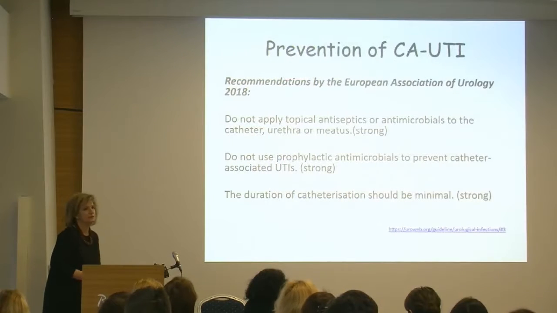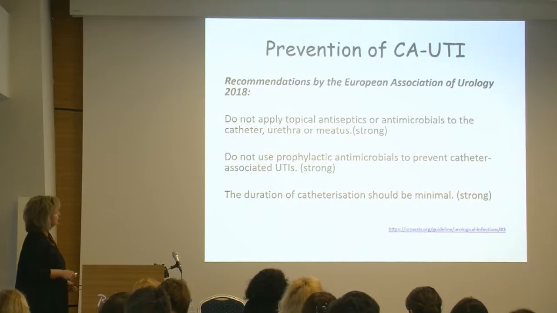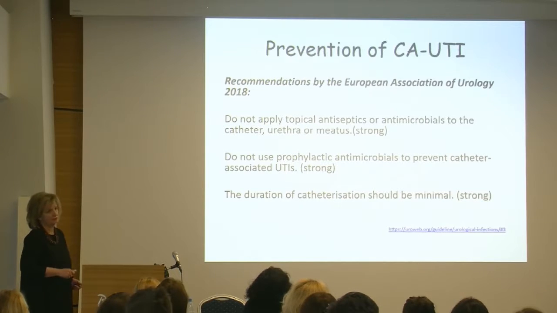So it looks appealing. It looks like we need antibiotic prophylaxis to prevent these bacteremias, but unfortunately it does not work. As you know, this is quite well known. There are older studies, of course, and there is a strong recommendation in the latest European Association of Urology recommendations: do not use prophylactic antimicrobials to prevent catheter-associated UTI.